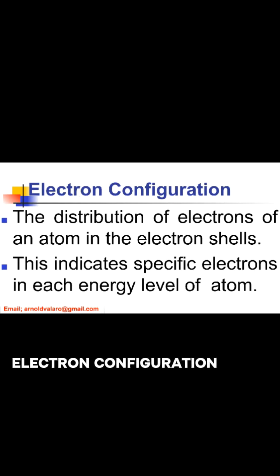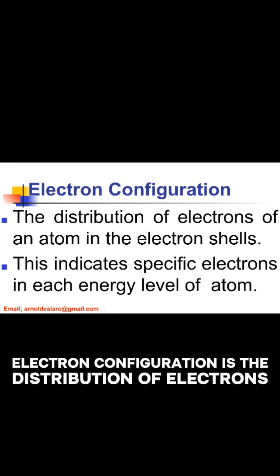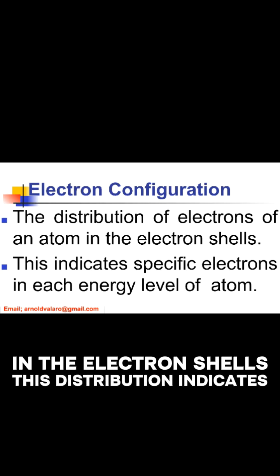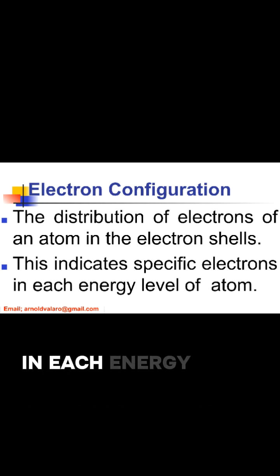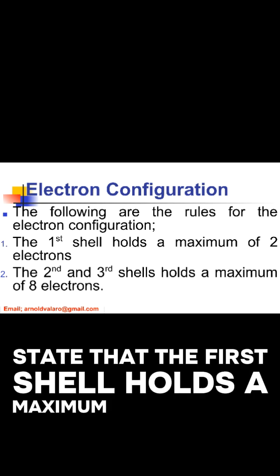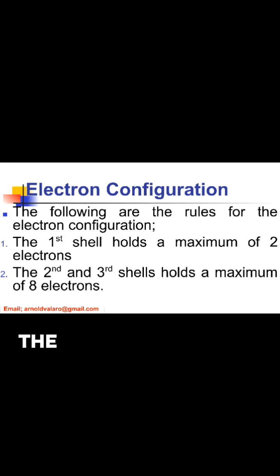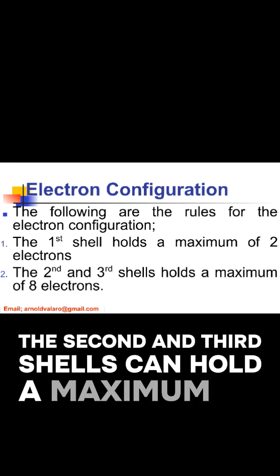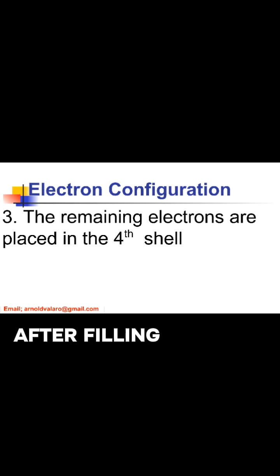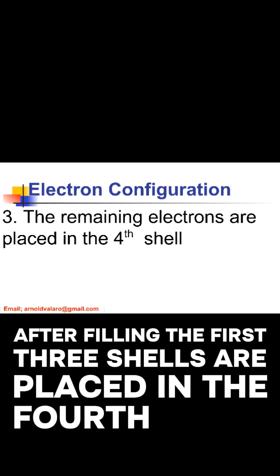Electron configuration is the distribution of electrons of an atom in the electron shells. This distribution indicates the specific electrons in each energy level of the atom. The rules for electron configuration state that the first shell holds a maximum of 2 electrons. The second and third shells can hold a maximum of 8 electrons each. Any remaining electrons after filling the first 3 shells are placed in the fourth shell.